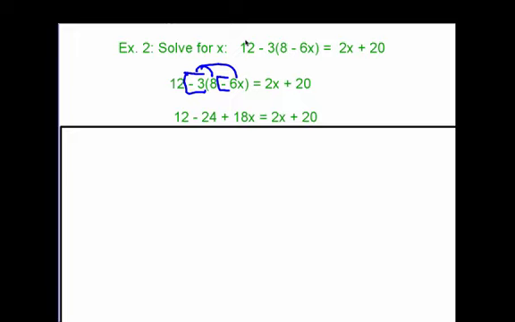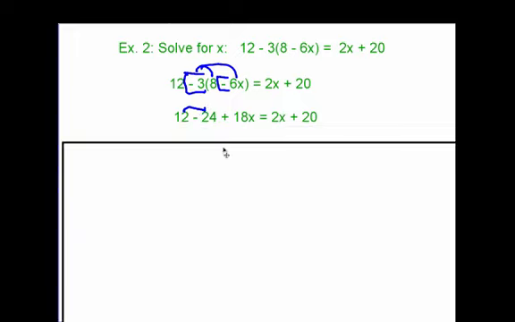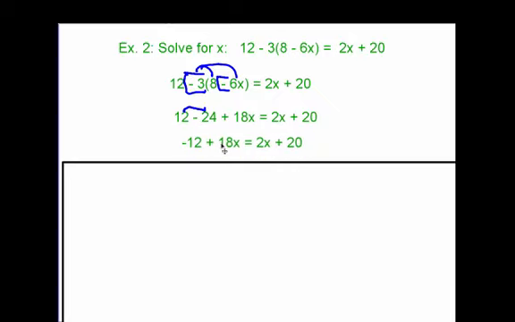Now our second step is to combine any like terms we see on either side. If we look at the right, we have 2x plus 20. Neither one of those two are like terms. On this side, I have 12 minus 24 plus 18x. Well, 12 and -24, these are both like terms. If I do that subtraction, 12 minus 24 is -12. And 18x does not have a like term to go with it. So I end up with the equation -12 plus 18x equals 2x plus 20.